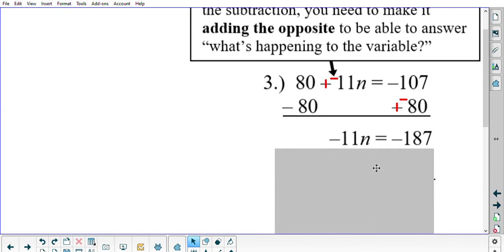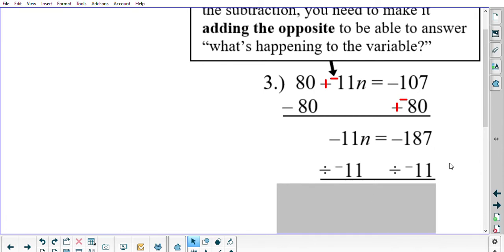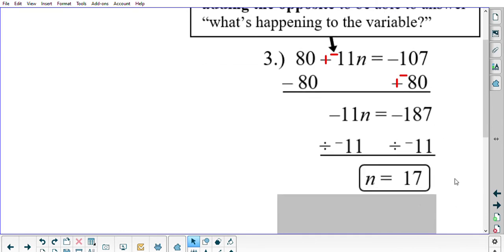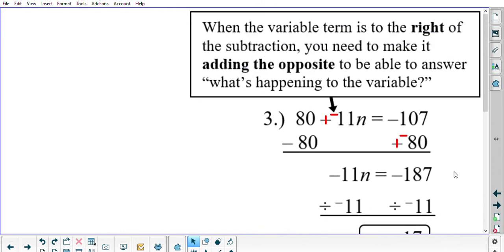From here, we're not done. What's the inverse of multiplying by negative 11? Dividing by negative 11. A negative divided by a negative gives you a positive, and that's why the final answer is positive 17. So, again, moral of the story, when the variable term is to the right of a minus, make it adding the opposite right away, and that way you will be able to correctly answer in your head what's happening to the variable, which will then lead to you understanding what correct inverse operations you should do on both sides.